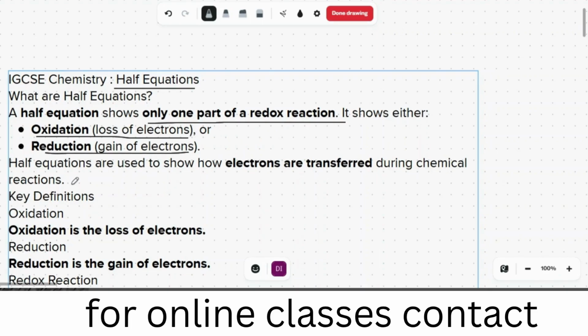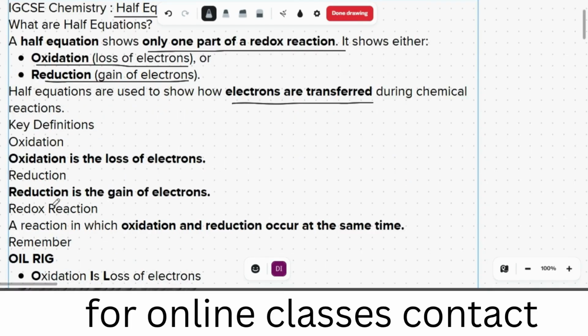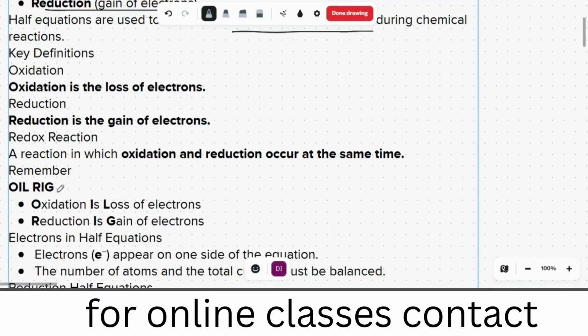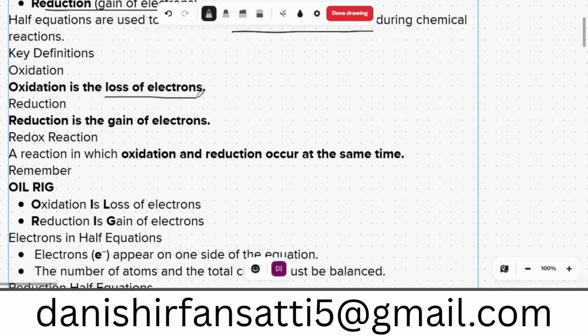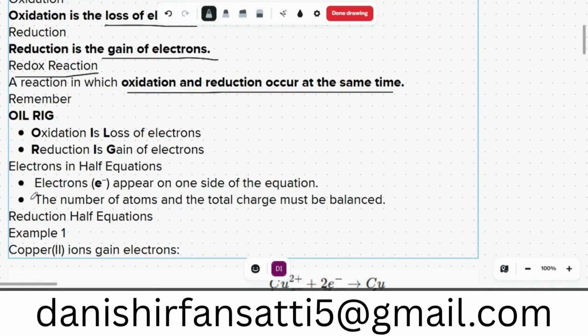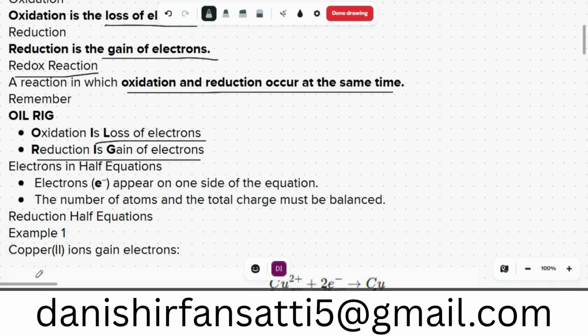Half equations are used to show how electrons are transferred during a chemical reaction. Key definitions: oxidation is a loss of electrons and reduction is a gain of electrons. A reaction in which oxidation and reduction occur at the same time is called a redox reaction. Remember OIL RIG: Oxidation Is Loss of electrons and Reduction Is Gain of electrons.